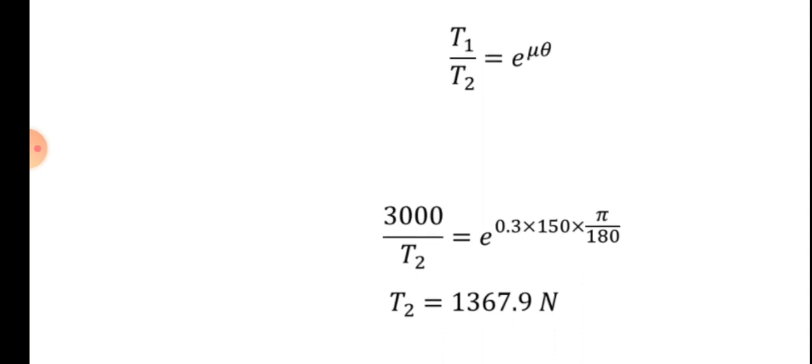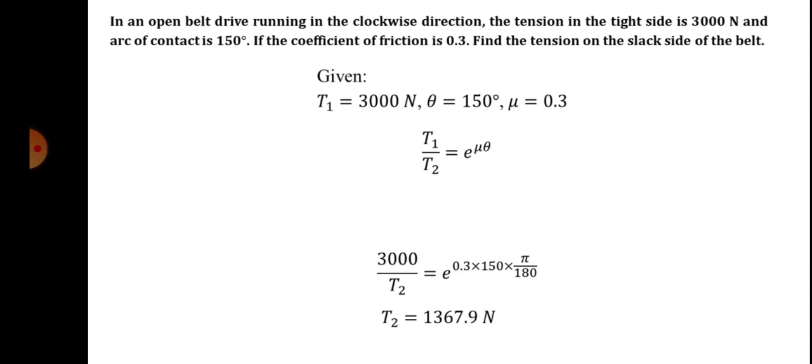When you do e power mu theta, you will get one value. In the calculator you have to use the exponential there. First find out the value of 0.3 into 150 into pi by 180. E power that value will give you one answer. Then cross multiply, so T2 will go to the right side and the answer you get will come to the denominator. So 3000 divided by the answer you get here will be equal to T2, and T2 will be equal to 1367.9 Newton. That will be the answer.